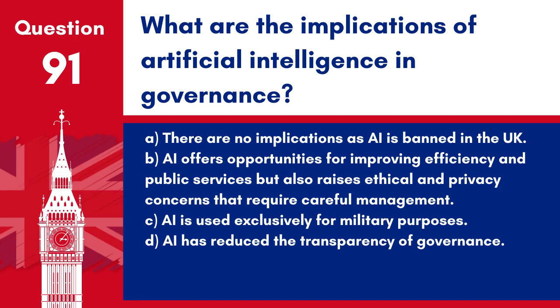Question 91. What are the implications of artificial intelligence in governance? A. There are no implications as AI is banned in the UK. B. AI offers opportunities for improving efficiency and public services, but also raises ethical and privacy concerns that require careful management. C. AI is used exclusively for military purposes. D. AI has reduced the transparency of governance.